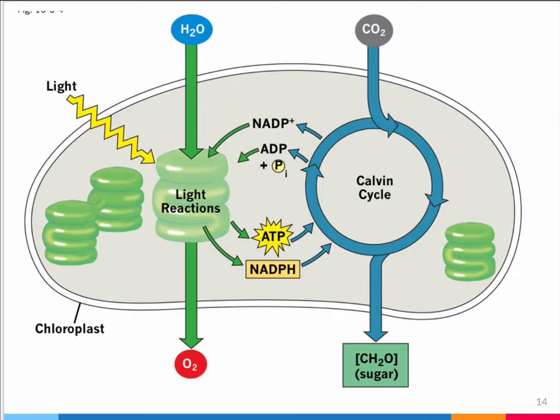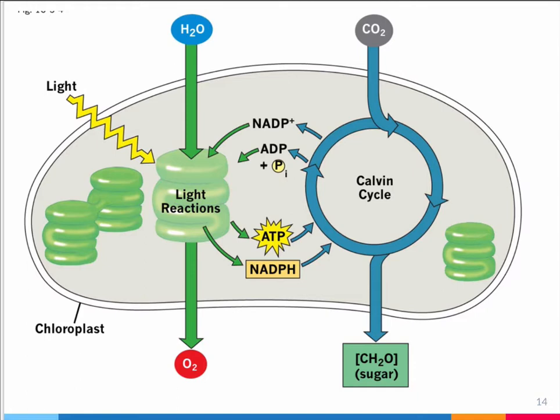This next diagram is great because it shows you where all of these different things take place. So you can see that everything is happening inside the chloroplast. The light reactions occur in the thylakoids. Light strikes the thylakoids. That energy is then converted into ATP and NADPH. These products are then used to drive the Calvin cycle, the output of which is organic molecules like sugars, like glucose, for example. So let's get into the nitty-gritty of the light reactions.